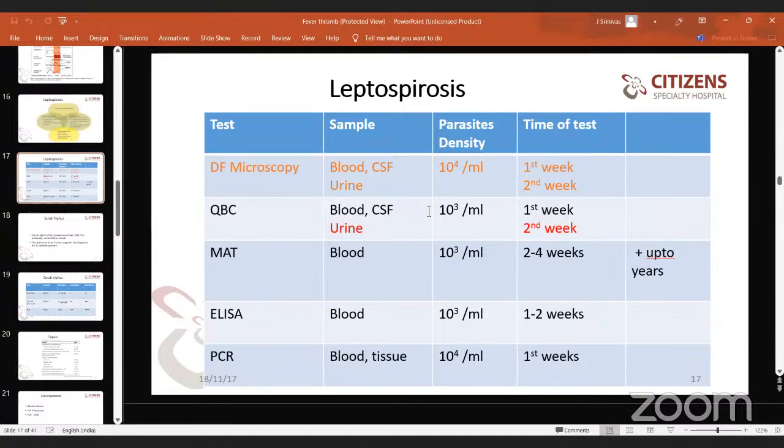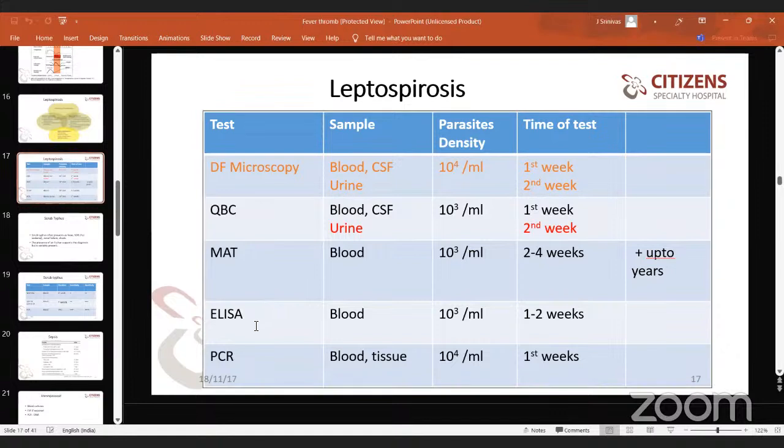QBC, blood and CSF in the first week, urine in the second week. Microagglutination test, blood, 2 to 4 weeks, and it is positive up to years also. ELISA, if you take ELISA, then it is around 1 to 2 weeks. And PCR, it is in the first week. So these are the things we look into.